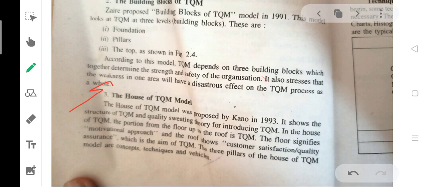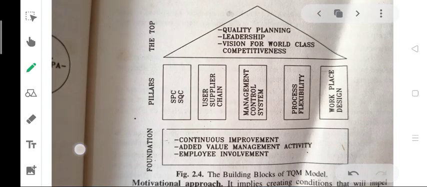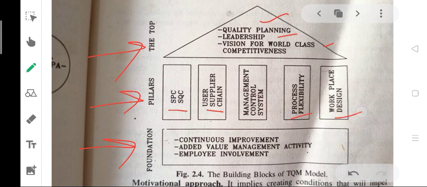The 3 pillars of the house of TQM model are concept, technique, and vehicle. This one is the foundation, this one is the pillar, this one is the top. At the top you will find quality planning, leadership, and vision for world class competitiveness. In the pillars we have SPC, SQC, supply chain management, control system MCS, process flexibility, and workplace design. And the foundation is continuous improvement, added value management activity, and employee involvement.